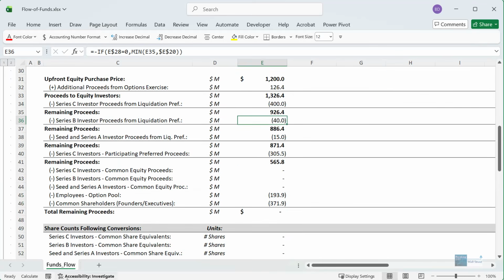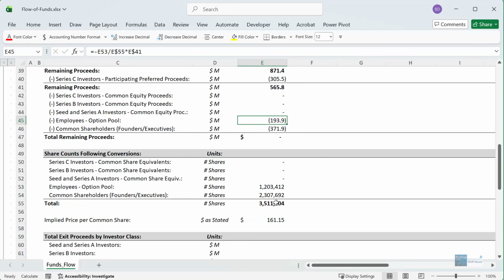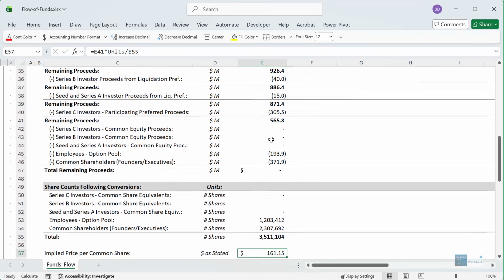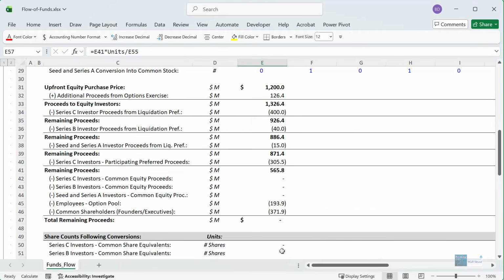And you can see that at the bottom, we get this calculate message because of the circular reference. What's happening here is that the implied price per common share depends on these remaining proceeds, but these remaining proceeds also depend on the implied price per common share, because if the employees exercise their options, the proceeds are going to be higher. If they don't exercise their options, the proceeds are going to be lower because of this line in the beginning right here.